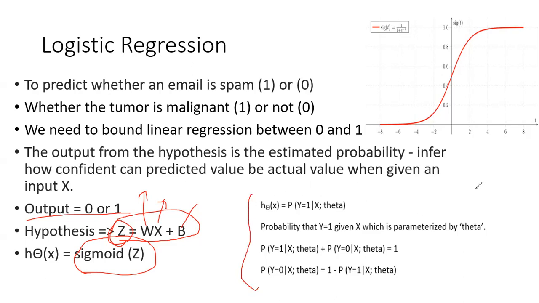So you write it like this: h theta x, which is the sigmoid function, is you find out these two probabilities: probability y equals 1 given x, and the parameters of the logistic function. What is theta here? Absolutely right. Theta means w and b. Those are the parameters that I have to estimate.